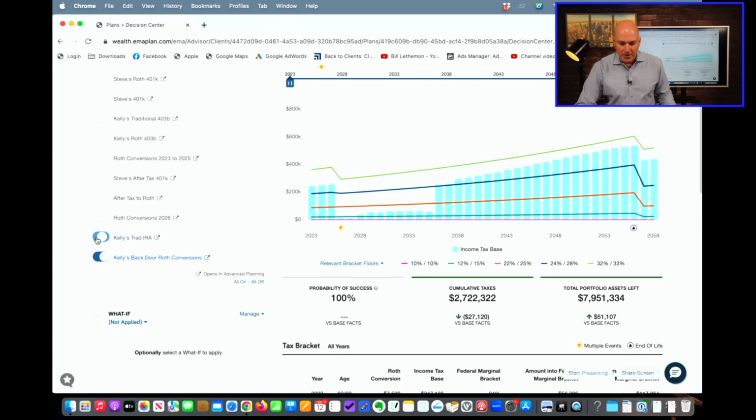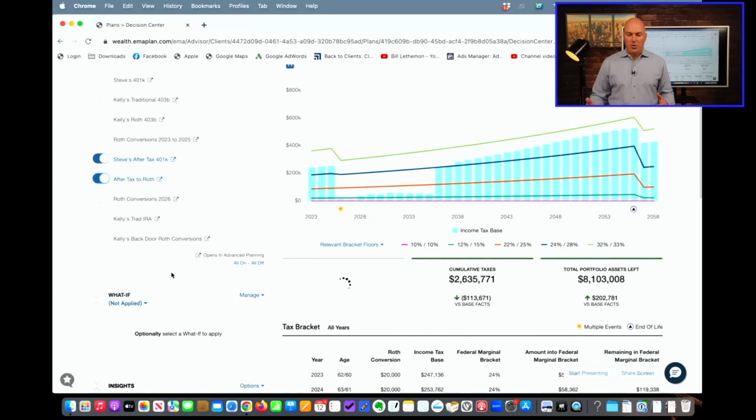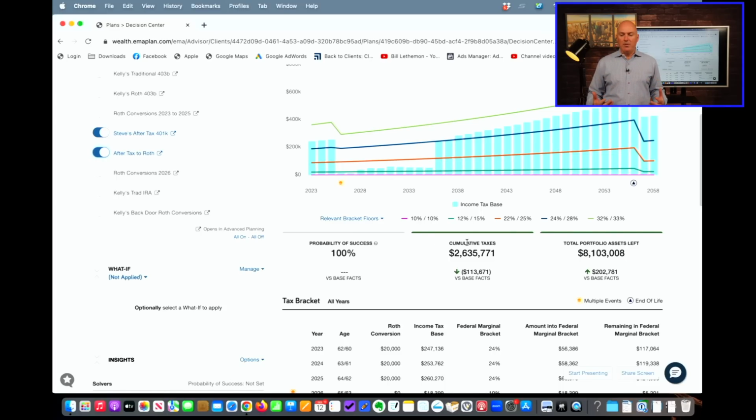I'm going to turn off all of the other features here, and we're going to go into Steve's after tax, and we're going to see just what that impact is. Again, it's going to be $20,000 a year. We're only talking about it here for 3 years, 23, 24, and 25 again, and making that conversion. It looks like it's going to have a pretty big impact there: $113,000 in tax savings and an increase to the total portfolio value of $202,000.